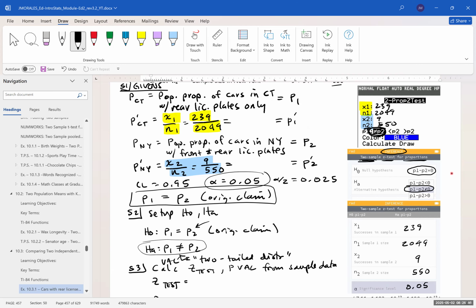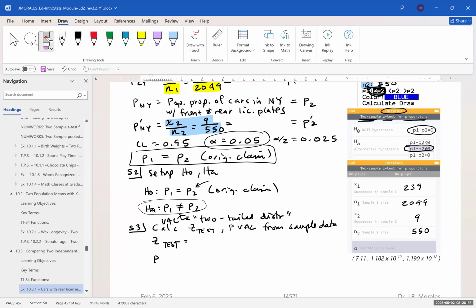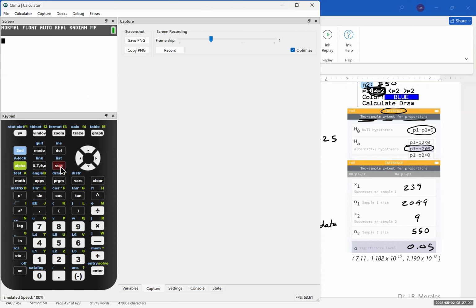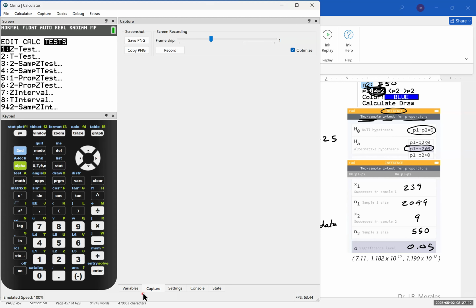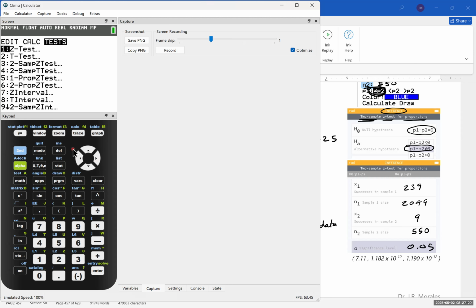All right, yeah, so I think that's it there. So let's go ahead and flip on over to the calculator. Let's see here. We need to go to tests. Oops, I don't want a z-test. Okay, I need a two-proportion z-test right there.